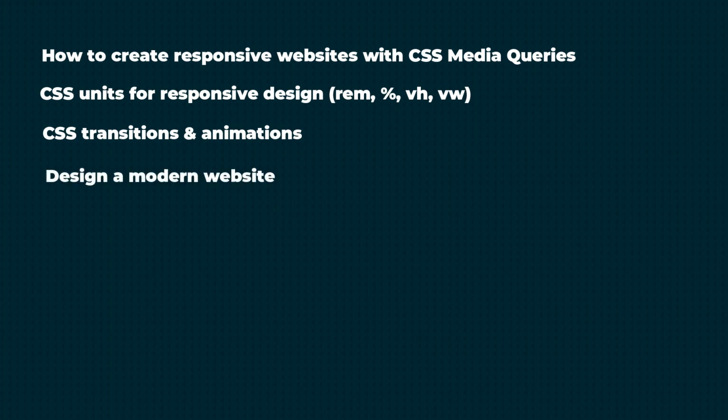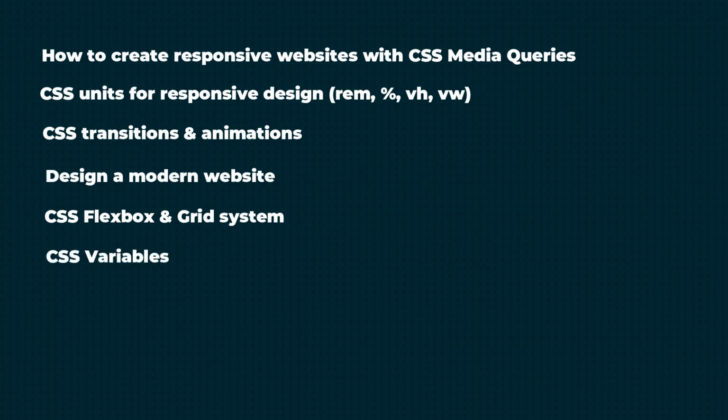You're going to learn how to design modern websites in this video. As you can see, this website is very modern. You're also going to learn how to use CSS Flexbox to align your elements on your web page. Also, you're going to learn how to use the CSS Grid system to align elements easily. We're going to learn how to use CSS variables as well, which is going to help us easily customize our website, which is very helpful when it comes to creating customizable websites.